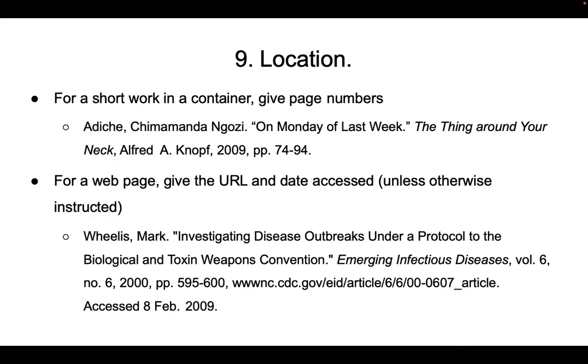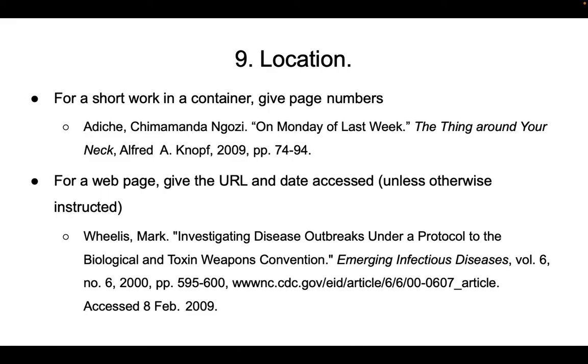9. Location, followed by a period. This element should be included if more information is needed to know where to find the work. If the source is a short work in a container, such as a journal article, give the first and last page numbers. For web pages, you should usually give the URL and the date accessed, unless otherwise instructed. If you follow these guidelines for each source, you will have a correctly written MLA citation for each one.